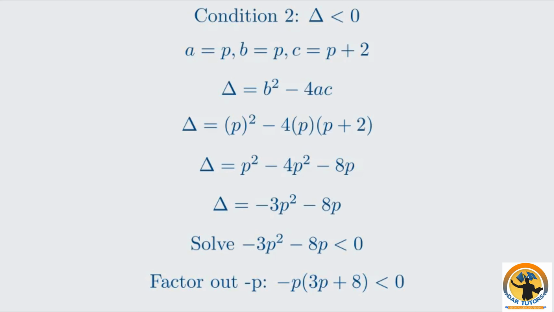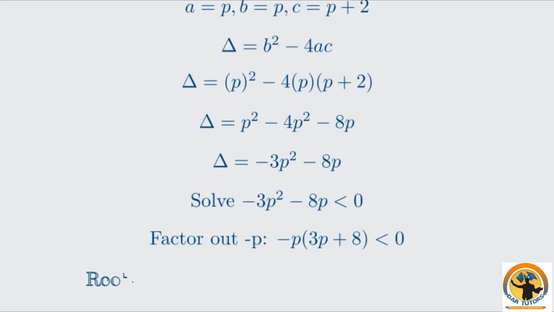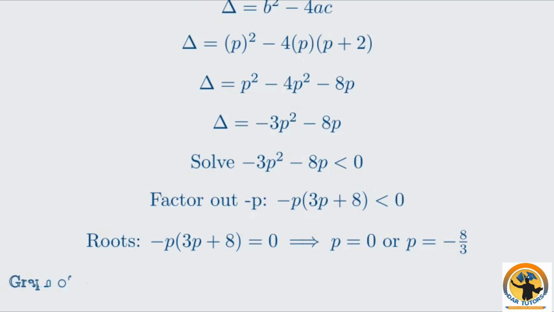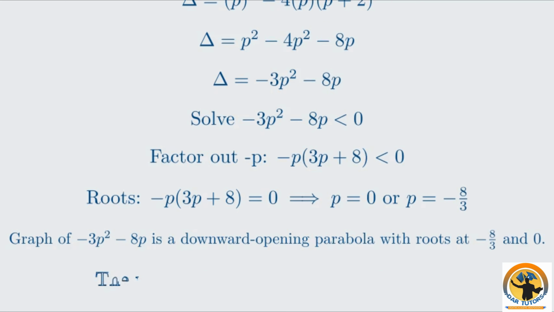Let's solve this quadratic inequality. We find the roots by setting it equal to 0, which are p equals 0 and p equals negative 8/3. Since this is a downward opening parabola, the inequality is true when p is less than negative 8/3, or p is greater than 0.